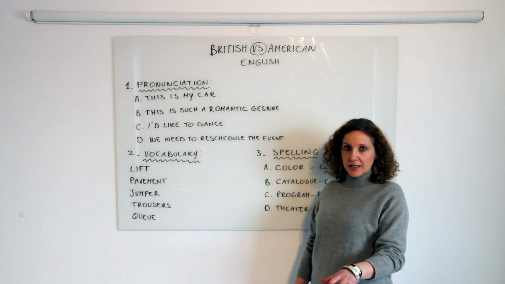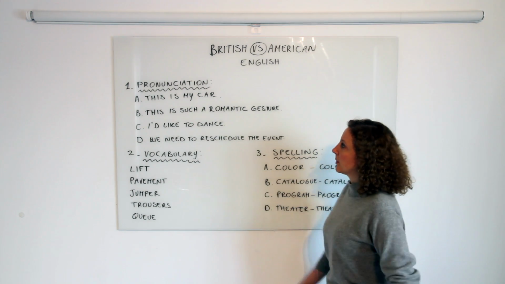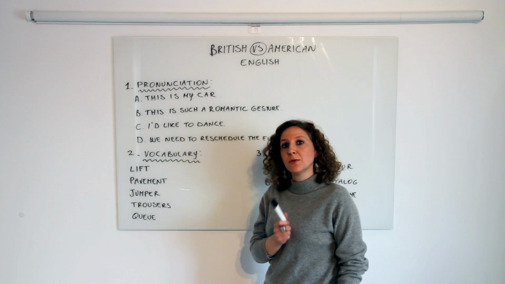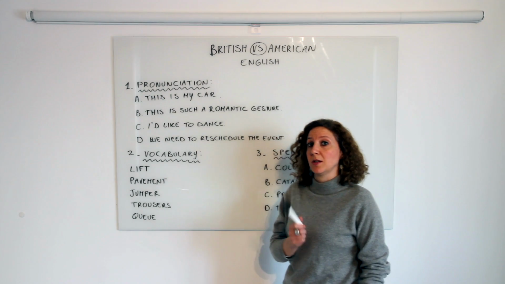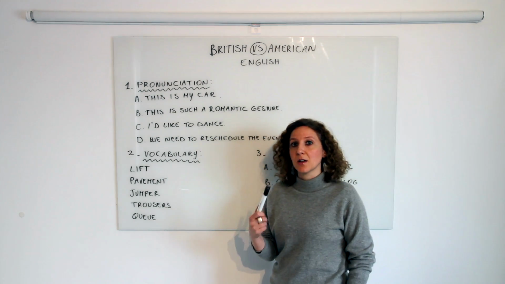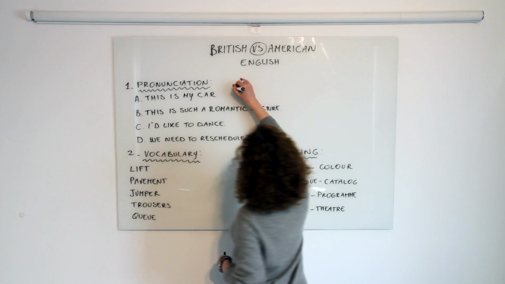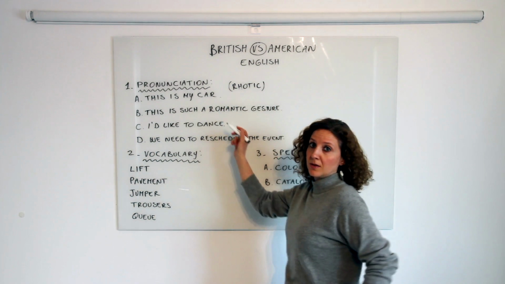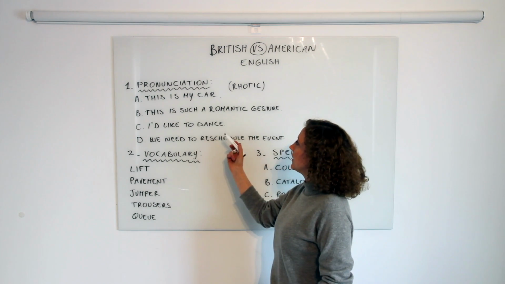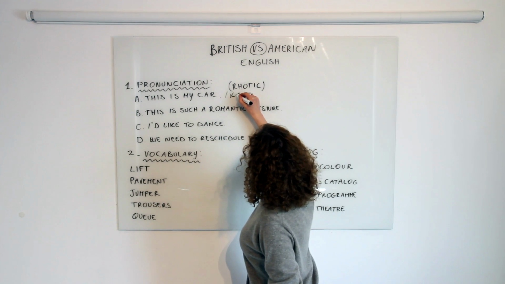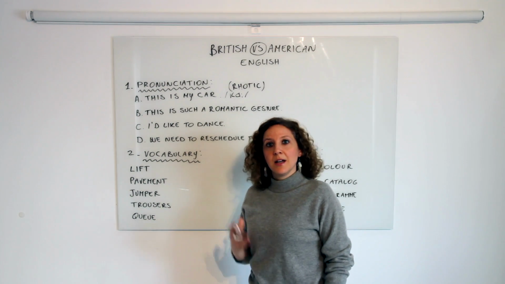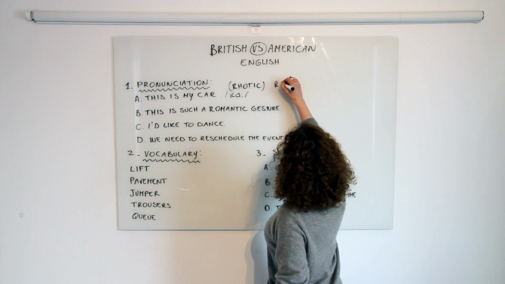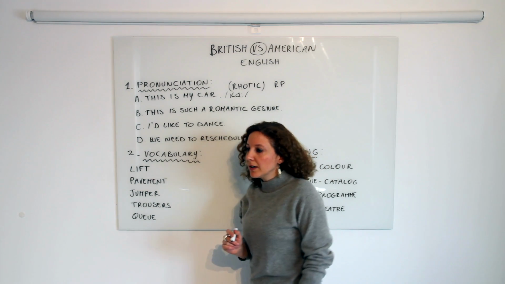Now, I have an American accent, and the way we pronounce this sentence is, "This is my car." One of the main differences in pronunciation between British English and American English is that American is a rhotic language, meaning that you hear the R's. So in this case it would be car. In British English, by contrast, that would be car. This is my car.